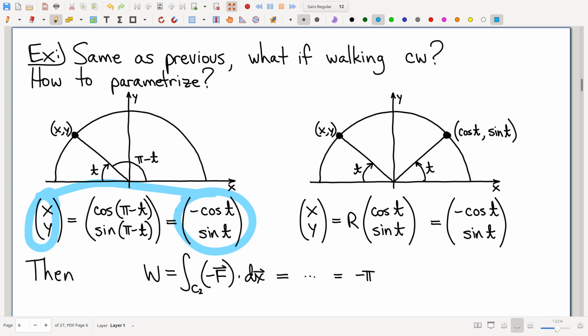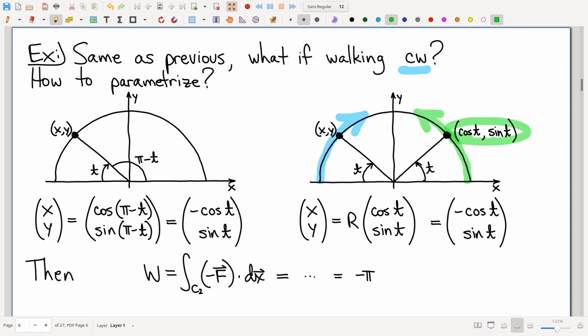Okay, here's the other way to do it. We're going to get the same answer from using a different argument. And keeping in mind, here's what we want: I want to parameterize clockwise. The argument I'm going to make here is, well, I already know how to parameterize counterclockwise. This is our old friend here, cosine t, sine t. So I know how to do the green parameterization. I want the blue parameterization, and they have a lot in common, don't they?